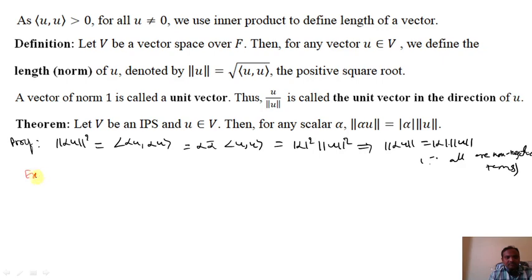Suppose take an example. Let some vector u be 1 comma minus 1 comma minus 2 comma 3. This belongs to R power 4. So then, what is the norm of u? Norm of u means length of a vector.